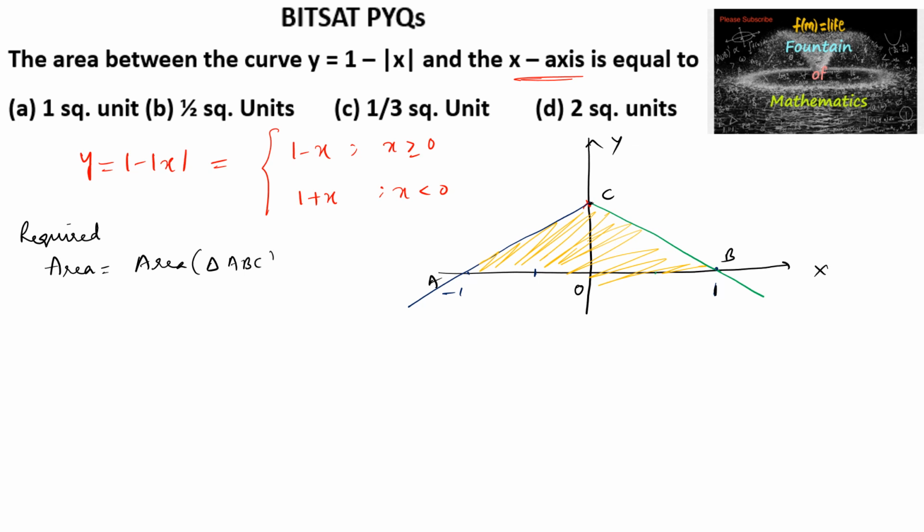ABC. We can say half into, so here the total length is 1 plus 1, 2 units, and the height is 1 unit. So half into 2 into 1, so we can say 1 square unit. So we can go with option A, 1 square unit is the answer.